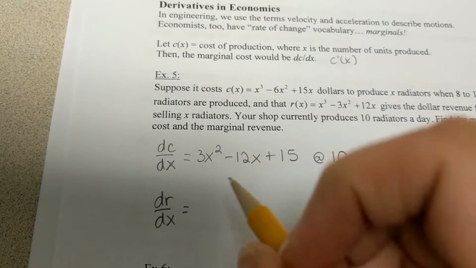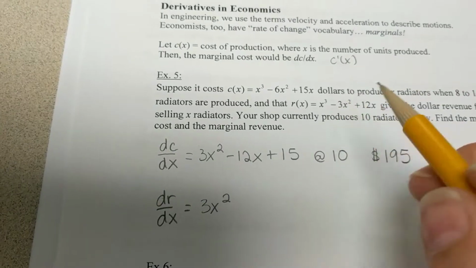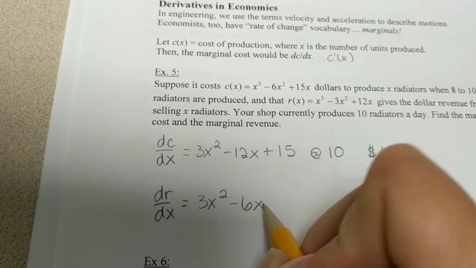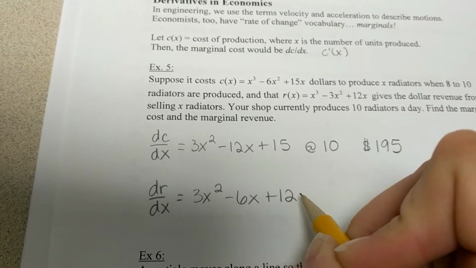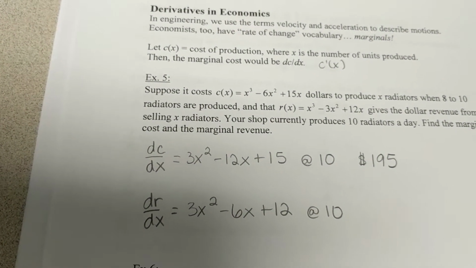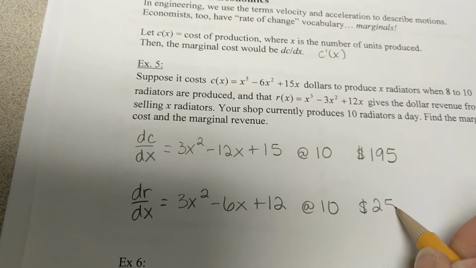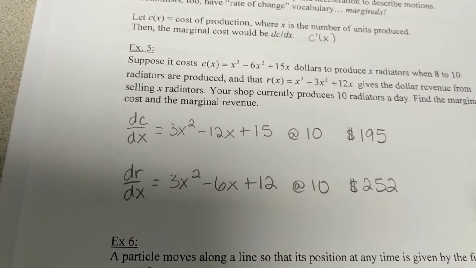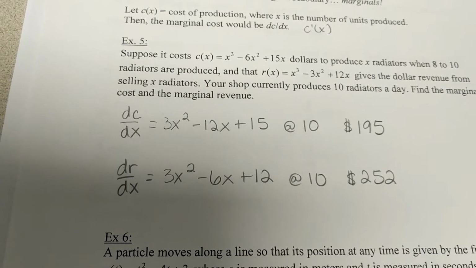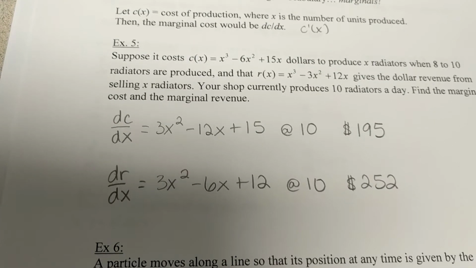We do the same thing with the revenue, so change in revenue, marginal revenue. Bring the exponent down. Bring the exponent down. And again at 10. So you get a total of $252. Always important to have a bigger change in your revenue than in your cost. That's exciting.